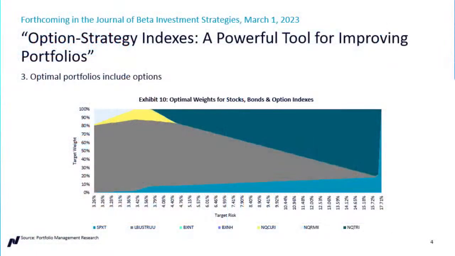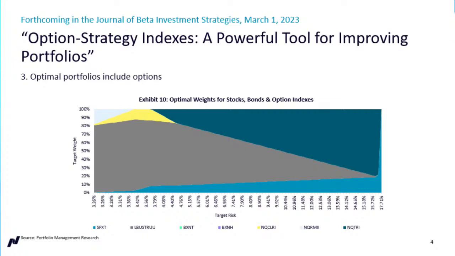And finally, Rufus, let's wrap with optimal portfolios that leverage options. Right, absolutely. So what we did here was we fed our suite of option strategy indexes, a stock proxy and a bond proxy into a mean variance optimizer. And what we found was that for pretty much any target risk level an investor might have, there is a place for an option strategy in that portfolio to make it better. A mean variance optimizer is simply looking for, given a certain level of risk that we're trying to target, how can we maximize return for each unit of risk?